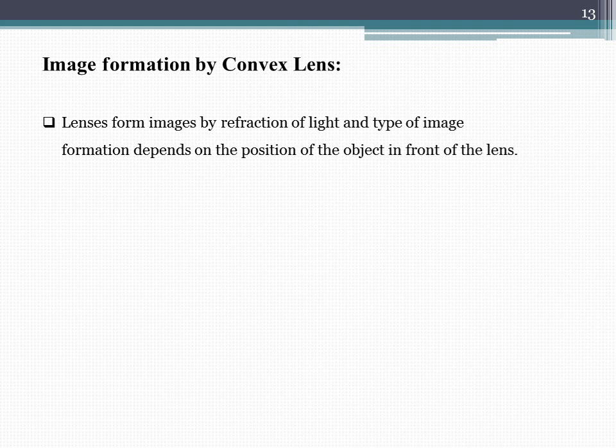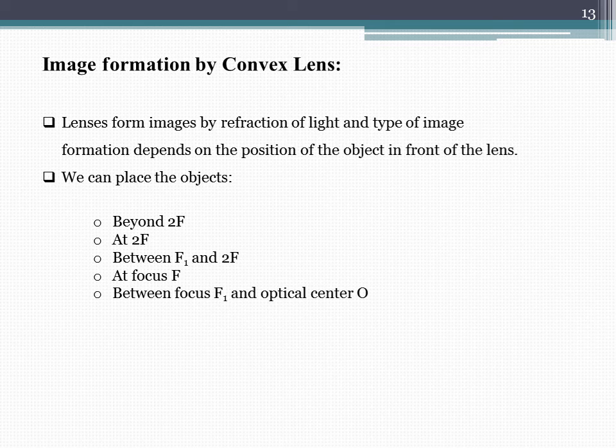The image formed by a lens is due to refraction of the light rays by the lens. The image formed depends upon the position of the object in front of the lens. The object can be placed at different positions like beyond 2f, at 2f, between f and 2f, at focus F, and between focus F and the optical center O.